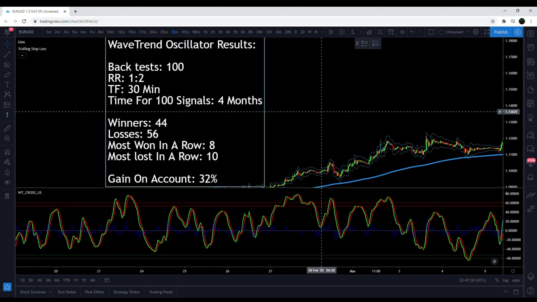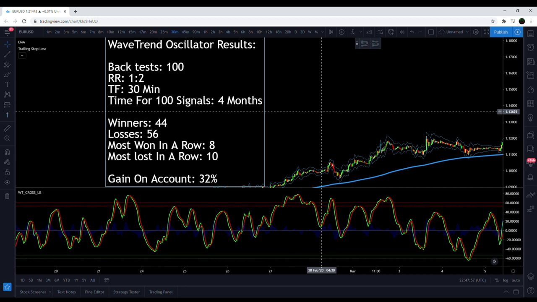The WaveTrend oscillator results are in after 100 backtests on euro dollar using a 1:2 risk reward ratio on the 30-minute chart, which took 4 months of price data to find the 100 signals. So relatively fast to finding those 100 signals, and there were 44 winners, 56 losses. The most won in a row was 8, and the most lost in a row was 10.